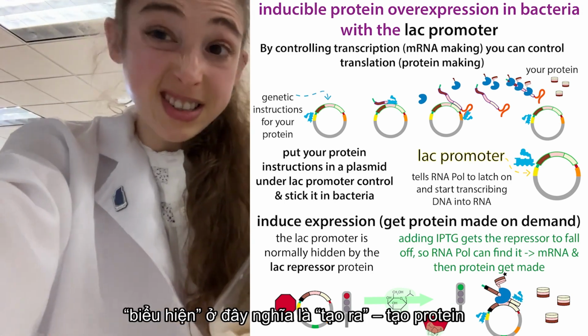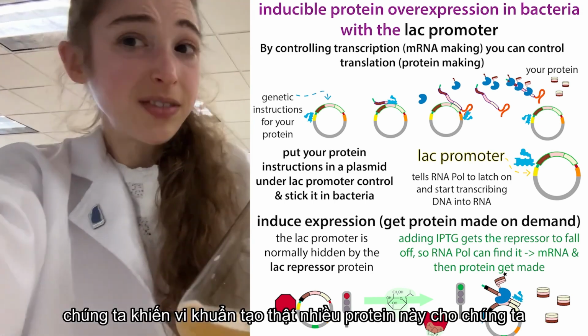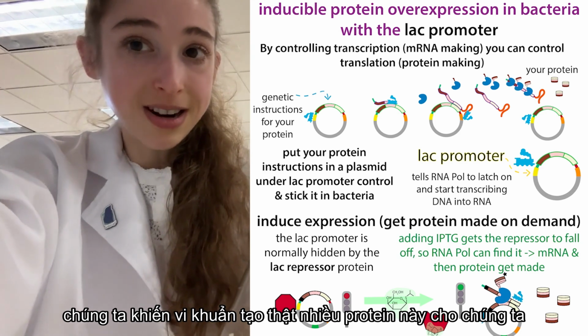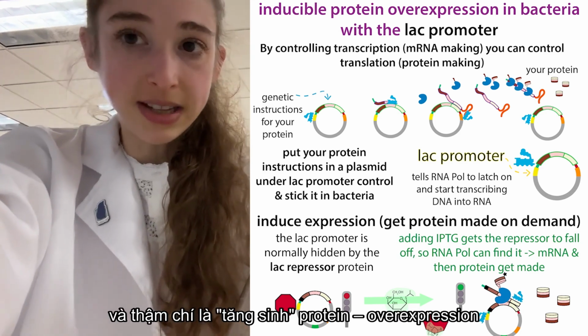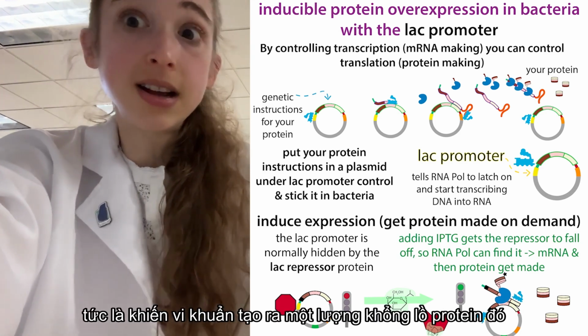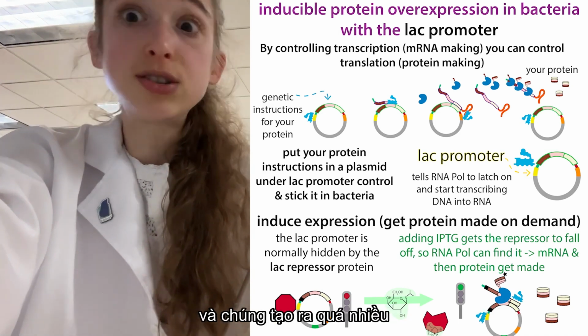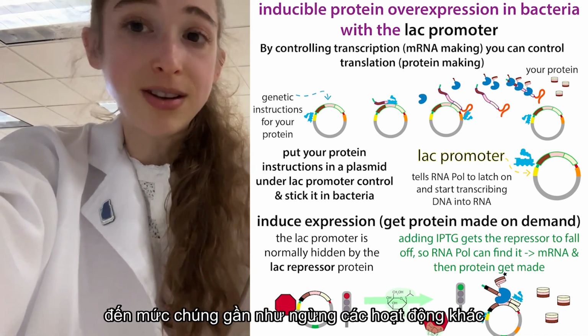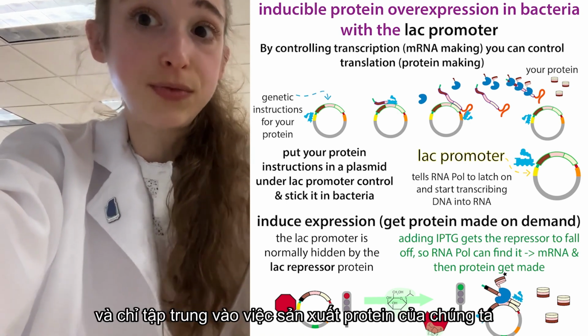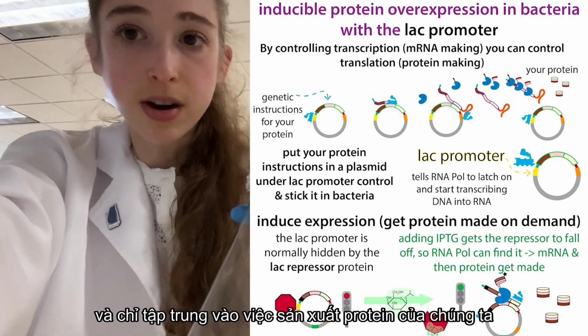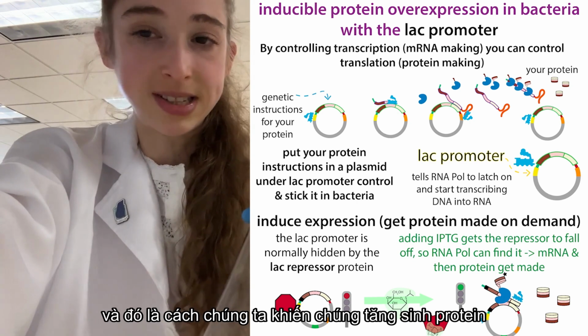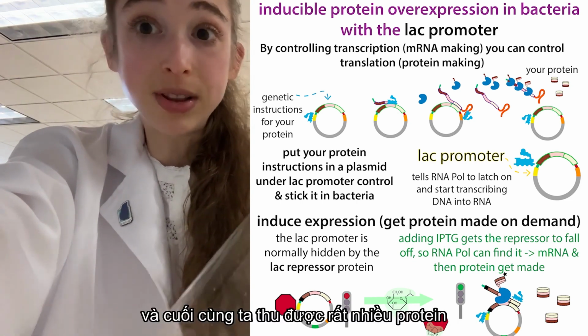So express is really just a word we use for make, so we're having the bacteria make lots of this protein for us. In fact, we're overexpressing the protein, so we're getting the bacteria to make tons and tons of it. They make so much of it that they stop doing anything else. They stop growing, they stop dividing. They just focus most of their attention on making our protein. And so we get them to overexpress this protein, and we end up with lots of protein.